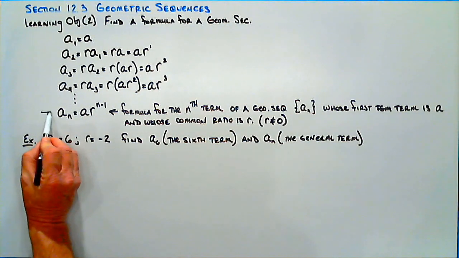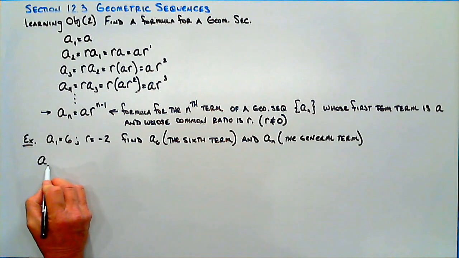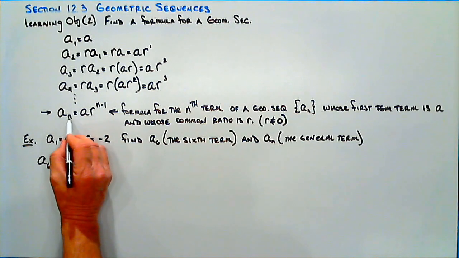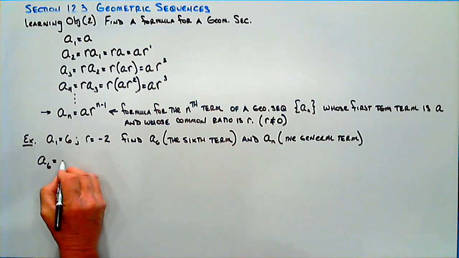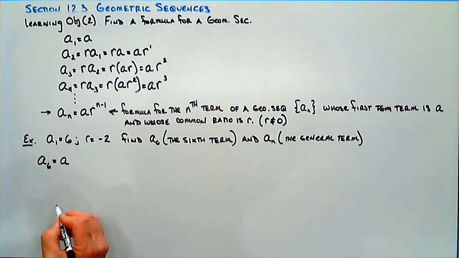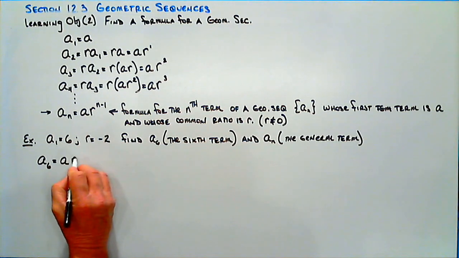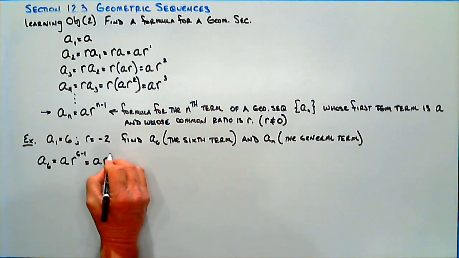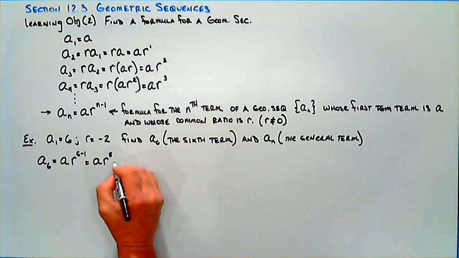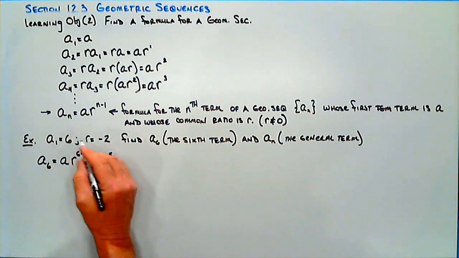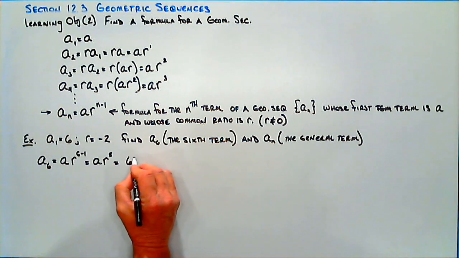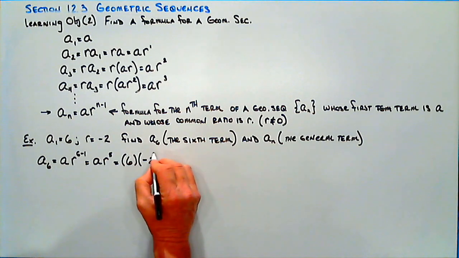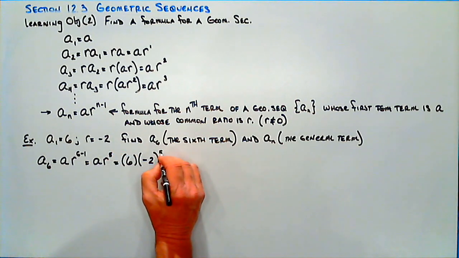Well, we have our formula right here. We're going to use this. We know the 6th term, right? n is 6. The 6th term is a times r to the 6 minus 1. That's going to be a times r to the 5th. Now, if we plug everybody in here, we know a. a is 6, so we'll put that in. We know r. r is -2 to the 5th power.